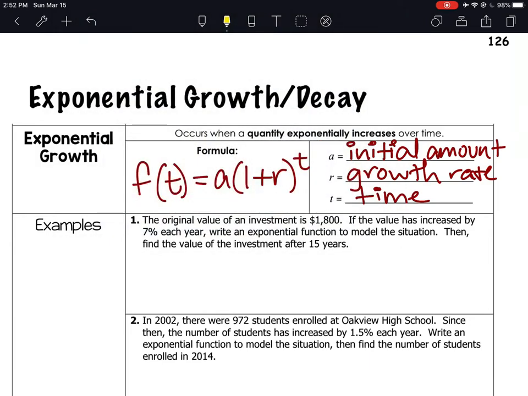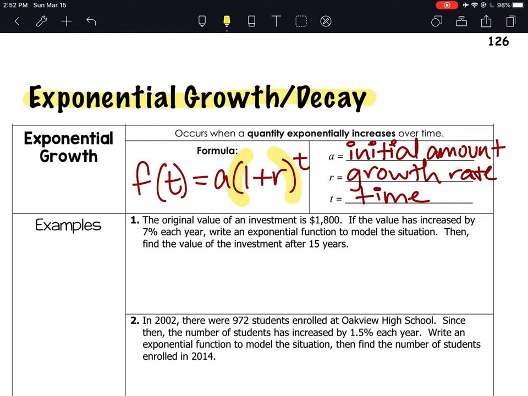So today we're going to talk about real life examples of when we use exponential growth or decay formulas. First, we're going to start with exponential growth. That's when a quantity exponentially increases over time. And if you look very carefully at the formula, you will see something very interesting within these parentheses.